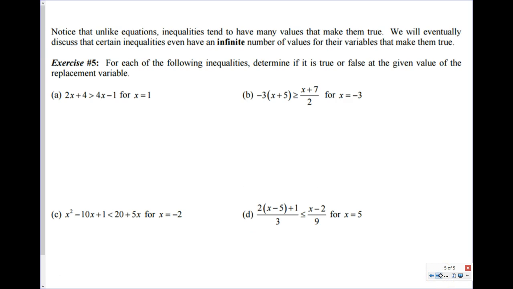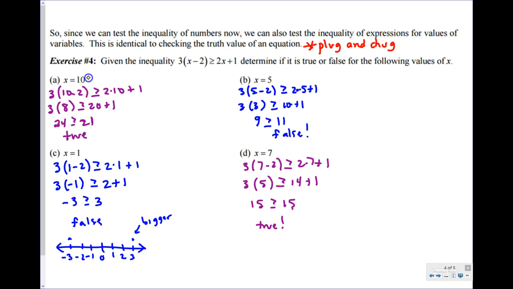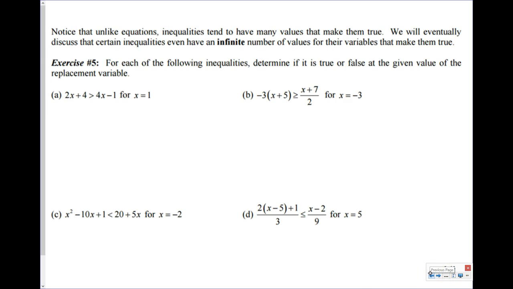Finally, now we have to think about equations that are a little more complicated, right? Notice that unlike equations, inequalities tend to have many values that make them true. So if I go back, notice that the number 10 worked, the number 7 worked. We'd have lots of other numbers that could possibly work. Whereas an equation only has one solution, infinite solutions, or none, right? An inequality can have a certain amount of solutions, which makes them a little unique, okay?